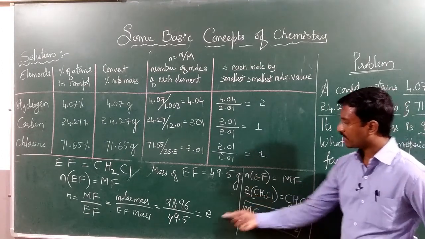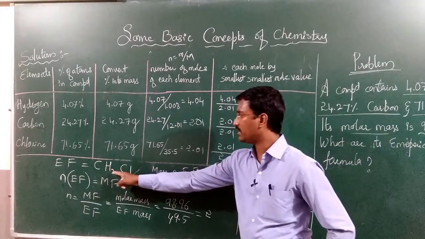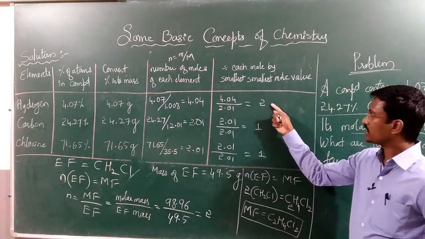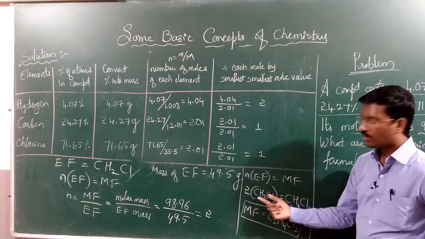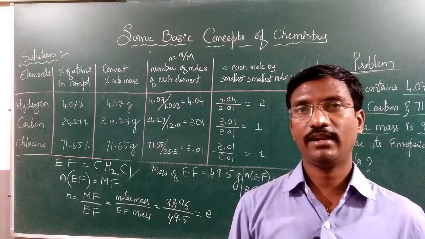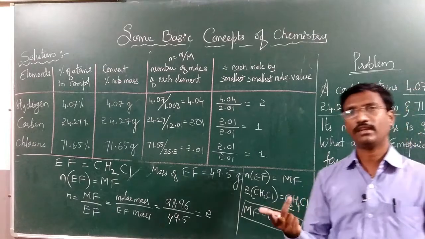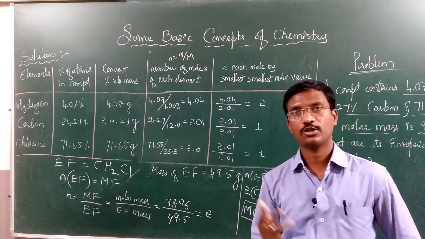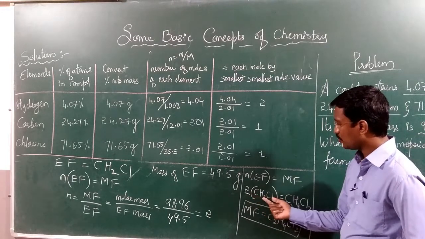So N is nothing but here it is 2. Empirical formula is whichever we have calculated, CH2Cl. Carbon is 1, hydrogen is 2, chlorine is 1. Whenever we are writing any formula, first we have to write carbon, next hydrogen, and then the remaining elements. If it is chlorine, nitrogen, oxygen, they come after that. Therefore, I have written carbon first, CH2Cl.